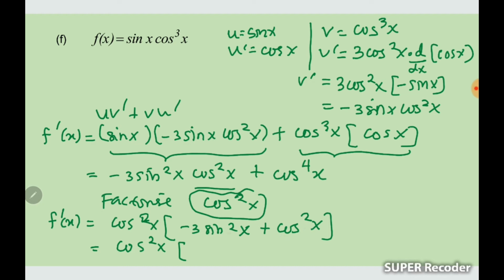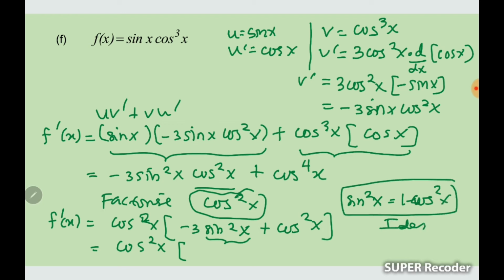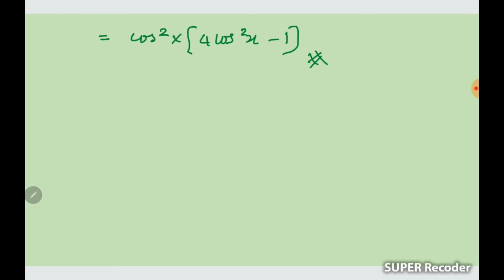Then you can simplify by using identity. Sin squared can be changed to cos by using sin squared x equals 1 minus cos squared x. Use the identity. So here negative 3 sin squared, there I will substitute with 1 minus cos squared x, close the bracket, plus cos squared x. Therefore the final answer is cos squared x multiplied with 4 cos squared x minus 1. Okay, so this is the simplest form.